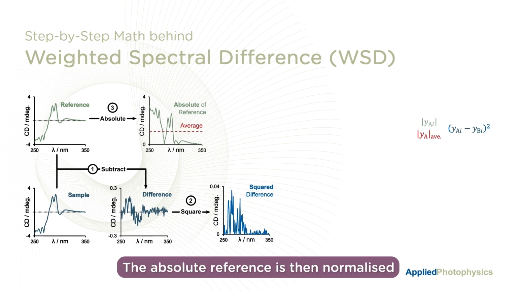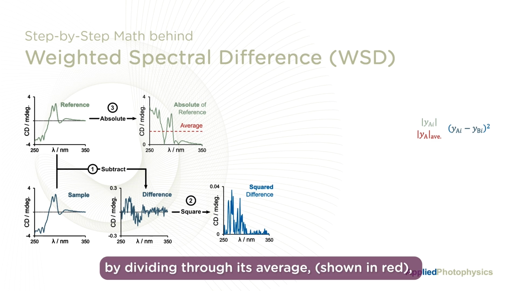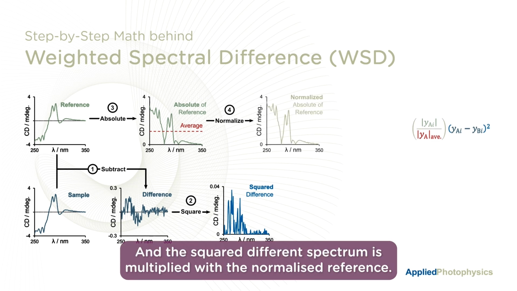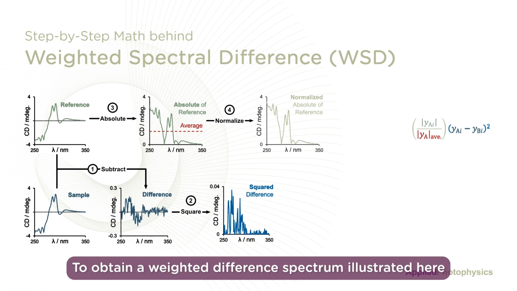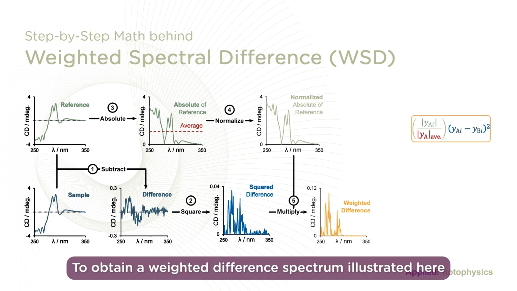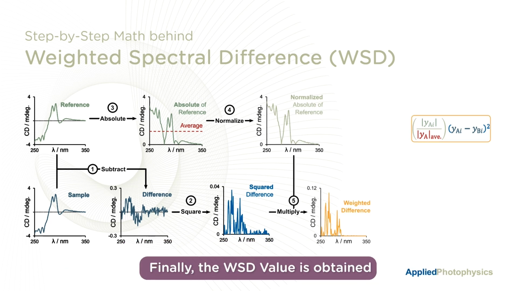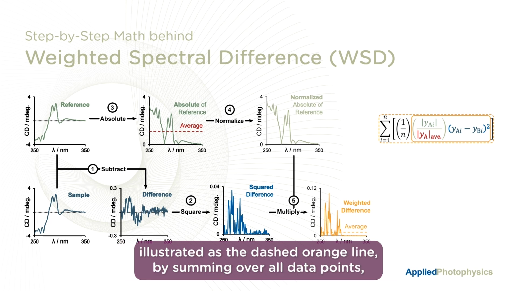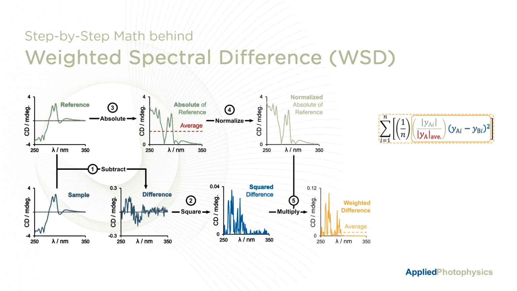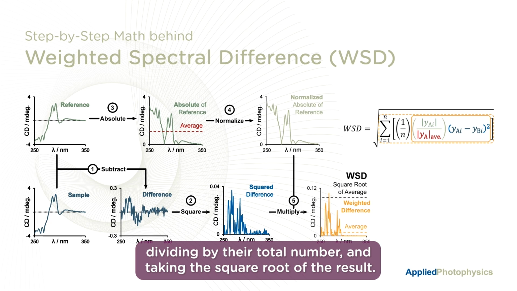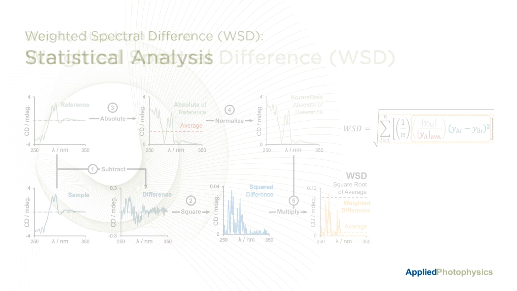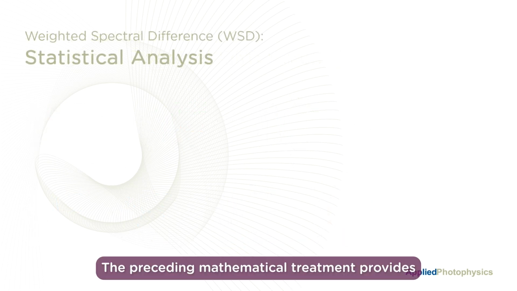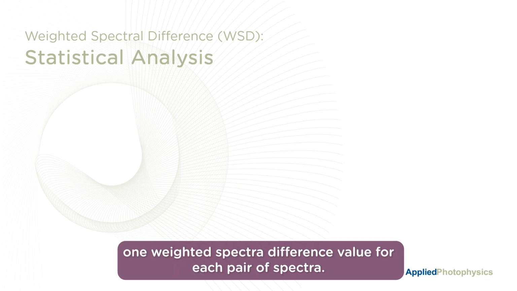The absolute reference is then normalized by dividing through its average, shown in red, and the squared difference spectrum is multiplied with the normalized reference to obtain a weighted difference spectrum, illustrated here as the solid orange spectrum. Finally, the WSD value is obtained by calculating the average intensity of the weighted difference spectrum, illustrated as the dashed orange line, by summing over all data points, dividing by their total number, and taking the square root of the result. The preceding mathematical treatment provides one weighted spectral difference value for each pair of spectra.